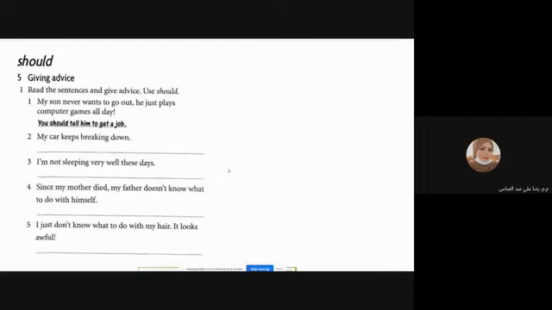One. My son never wants to go out. He just plays computer games all day. This situation is a problem. So the advice could be: You should tell him to get a job. This is advice by using should and infinitive.